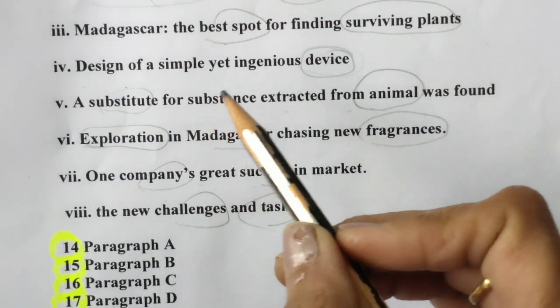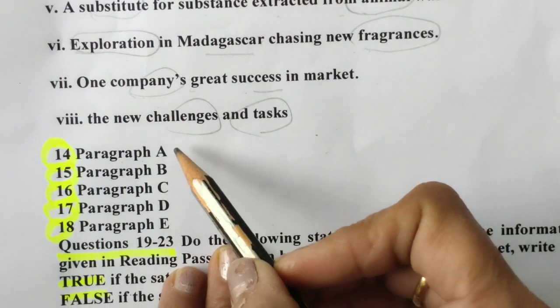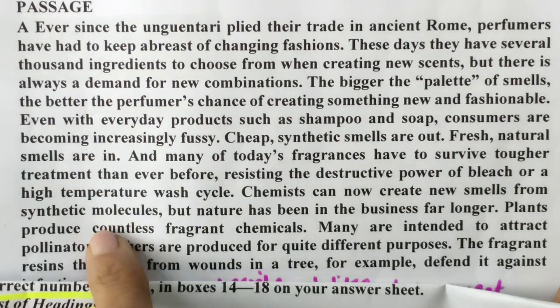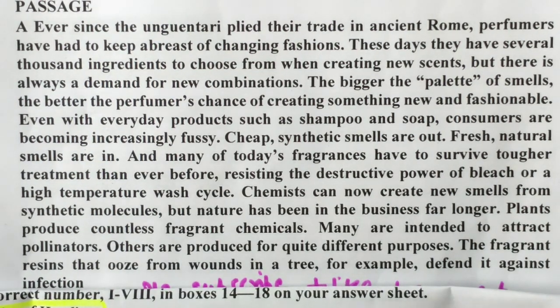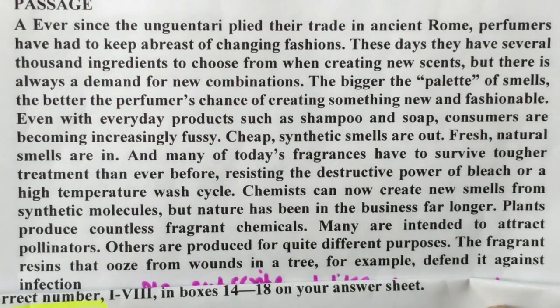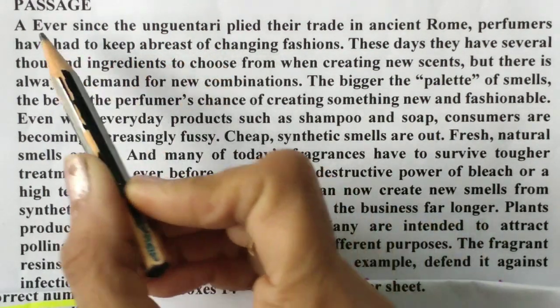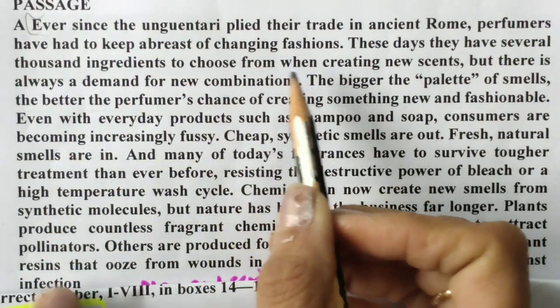So this is my paragraph A. I'm giving you time, you can read it. But of course, I am telling you how to find answers. When there is a list of headings, always read the first two sentences. So let's read.